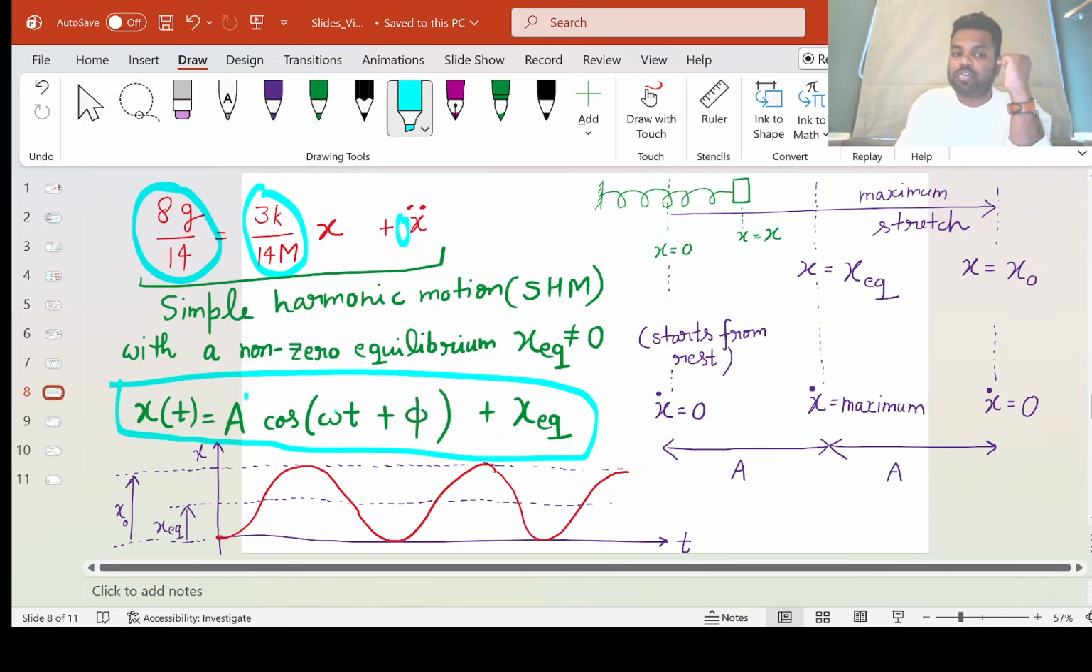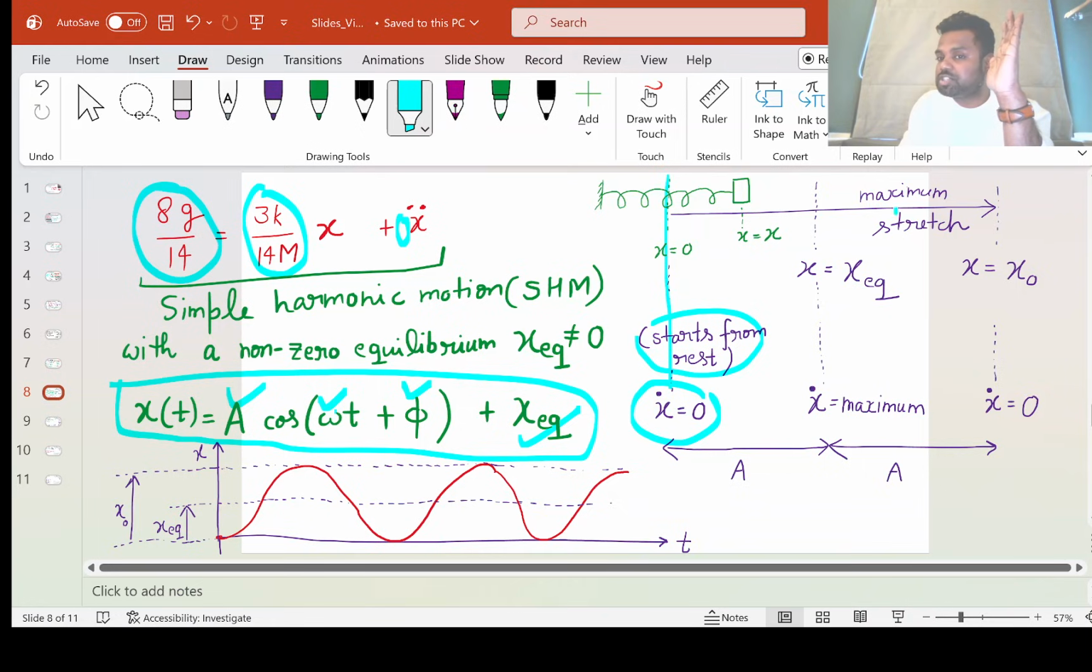So let's find out what is A, what is omega, phi and x equilibrium. And do we need to know all that? We will look at the options, but let's look at the movement again. At the starting x equal to 0, the block is at rest, given in the problem. The maximum stretch is x naught. What does that mean? The block will stop again. That means the block is oscillating between these two positions.